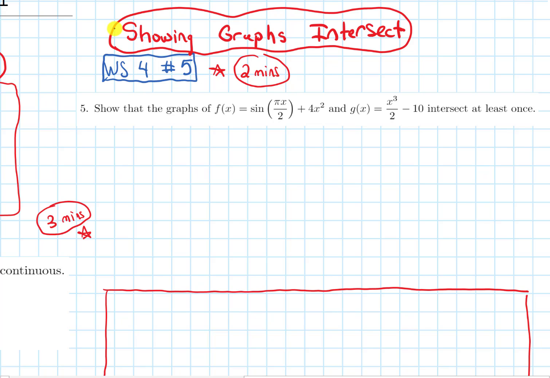In this discussion video, we'll do an example where we show two graphs intersect. So this is from worksheet 4, problem number 5, and it says show that the graphs of f of x equals sine of pi x over 2 plus 4x squared and g of x equals x to the third over 2 minus 10 intersect at least once.